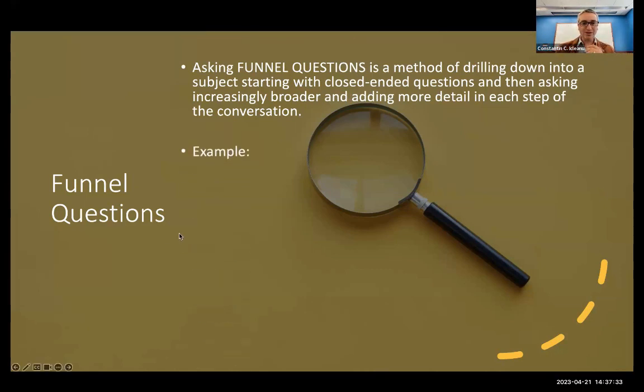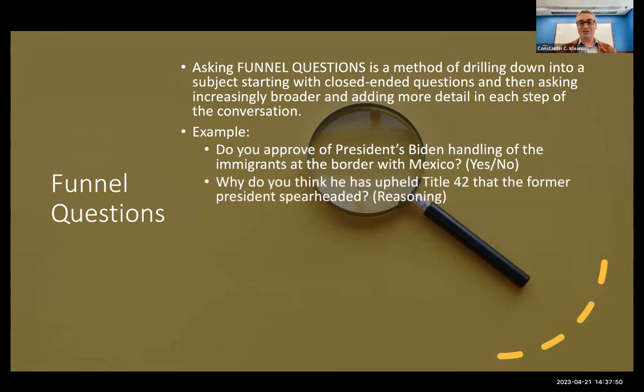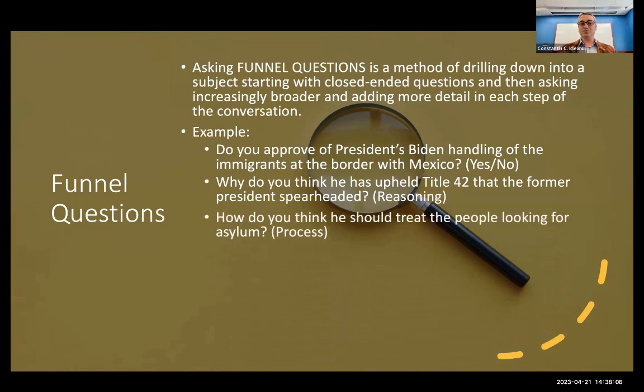Okay, so here are some examples. Do you approve of President Biden's handling of the immigration at the border with Mexico? This is a closed-ended question. It's a yes or a no. Whoever was unfortunate enough to answer this question, then you would ask a follow-up question. Why do you think he has upheld Title 42 that the former president spearheaded, right? So here we're asking for some reasoning. We're still on the same topic. We've taken a closed-ended question, and now we're expanding. We're asking for reasons and open-ended with why.